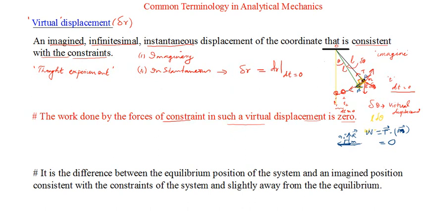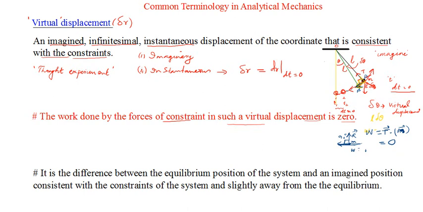So here also the work done will be equal to 0. So we are bound to believe that the work done by the force of constraint in any virtual displacement is 0. That's the basic assumption. So I think we can just go to the conclusion.